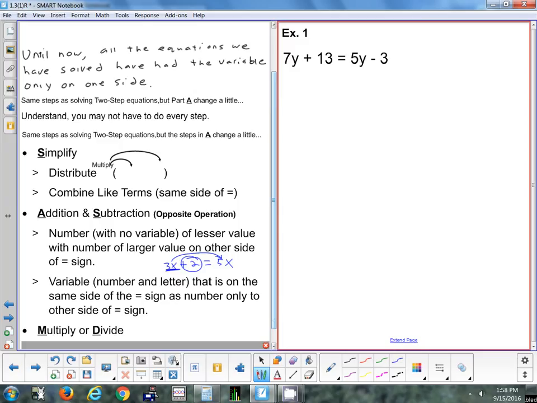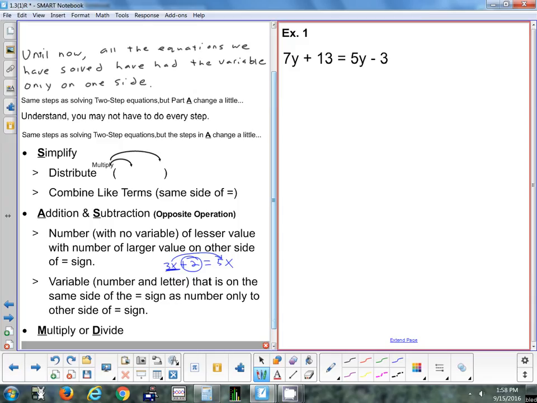So now I'm going to go to the adding and subtracting. This is where I have a choice. I can either say I'm going to get all the letters on the left, or I can say I'm going to put all the letters on the right. Same thing with the numbers. I can say I'll either move the 13 to the right side, or I'll move the negative 3 to the left. We've never had this kind of choice before.